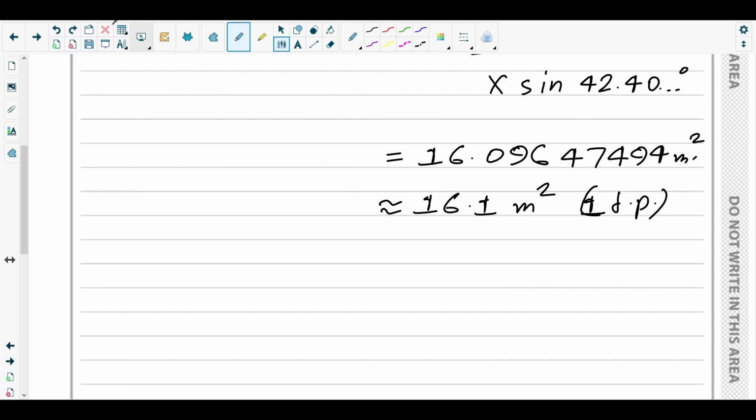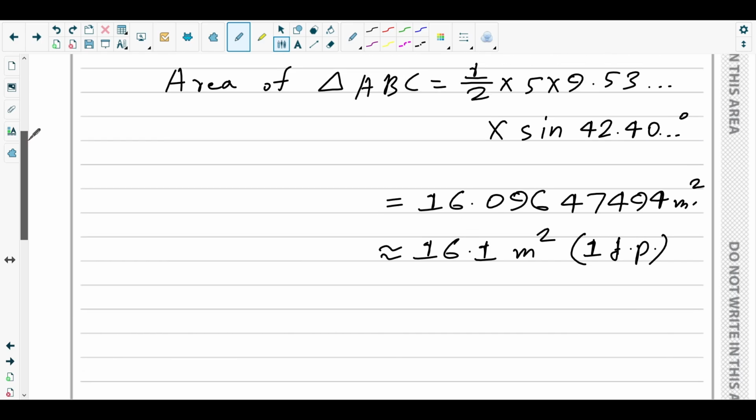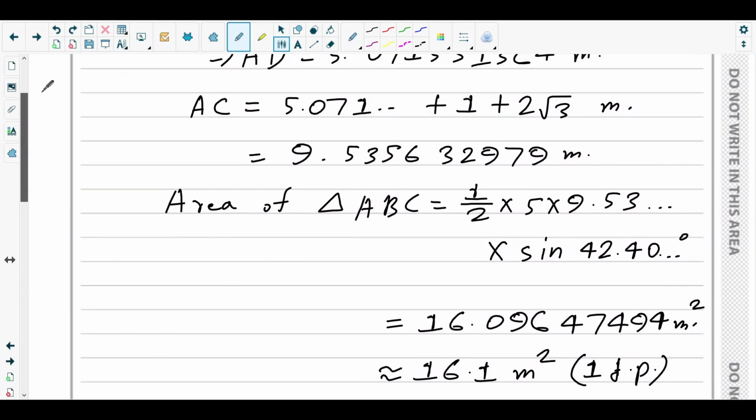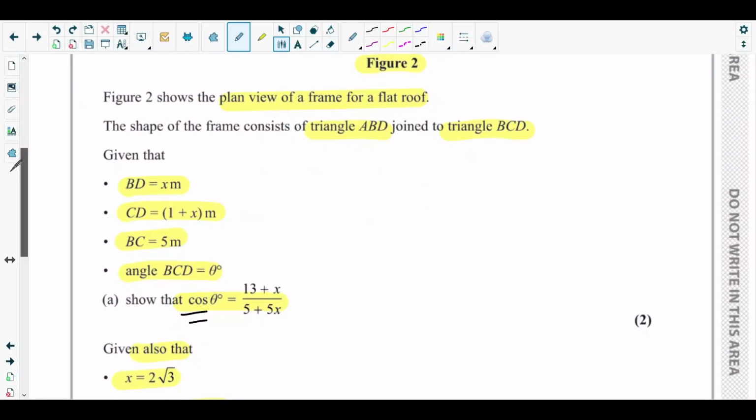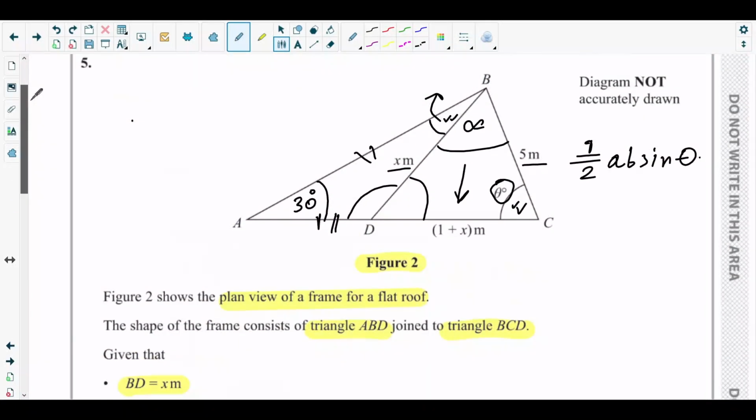That's it. Okay, it should be 1 decimal place. So we got the area of the triangle ABC. This is 16.1 meters squared up to 1 decimal place, and that's the end of question number 5.